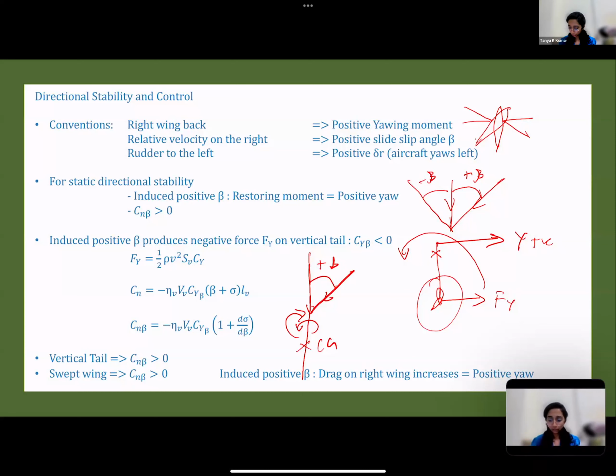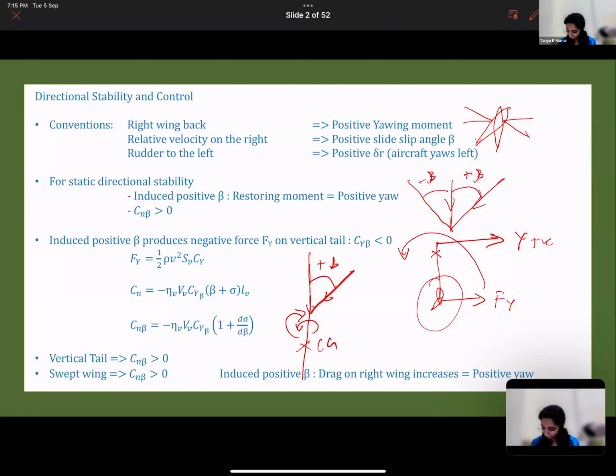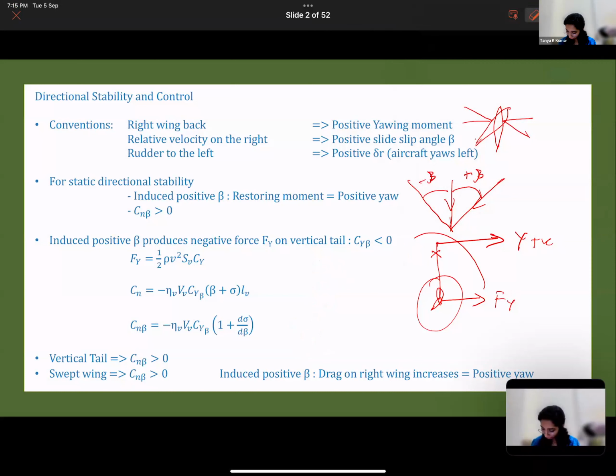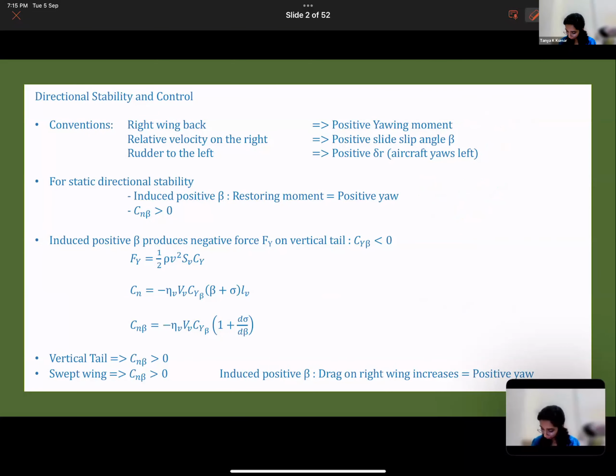Okay, so let me just try erasing this. This was your original fuselage reference line. This was your aircraft. Pardon me for the drawing. This was your original velocity. Now, due to crosswind, your velocity has become like this. That means it is a positive beta, correct?